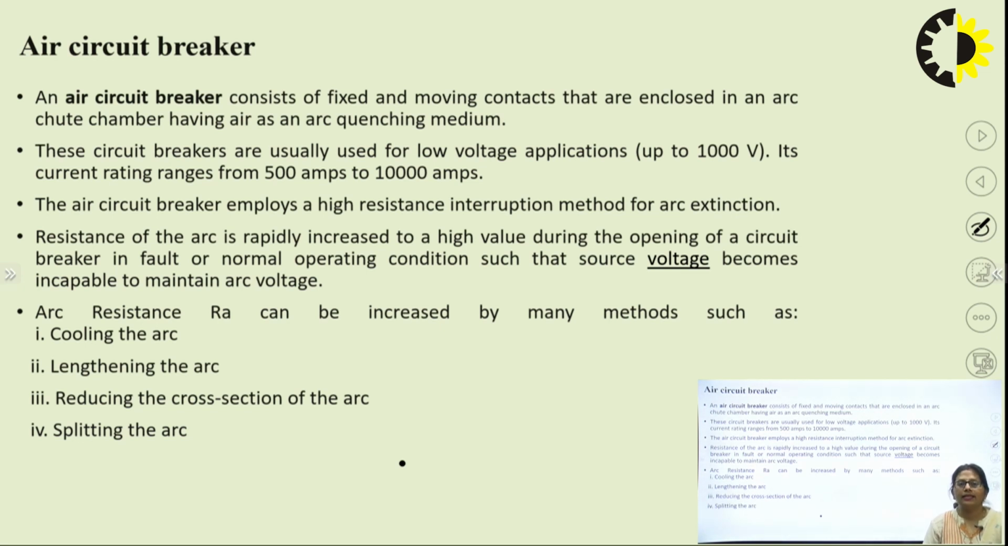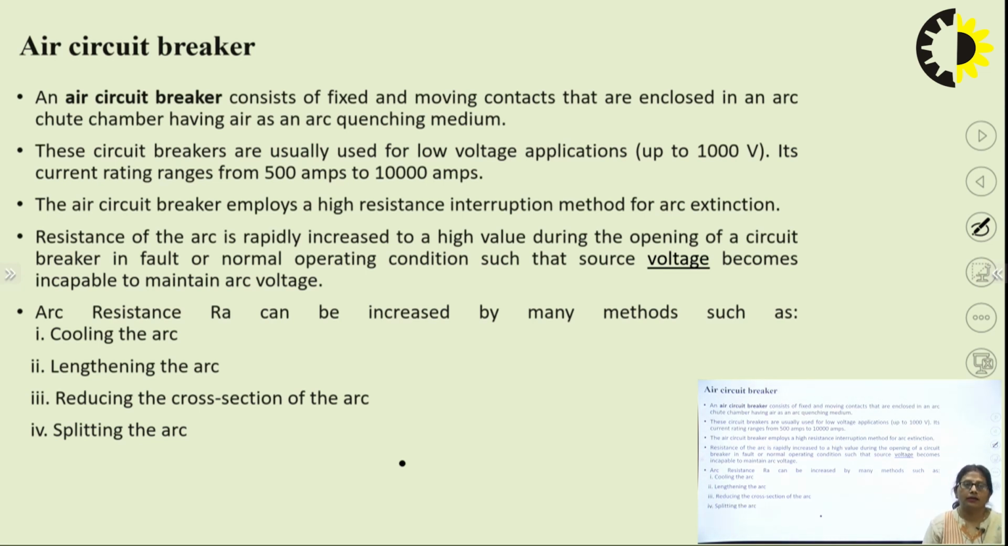The last kind of low tension switchgear component that we are going to discuss is air circuit breakers. Now, what is an air circuit breaker? It is a kind of circuit breaker which consists of fixed and moving contacts which are enclosed in an arc-quench chamber having air as an arc quenching medium. Air is only the arc quenching medium, right.